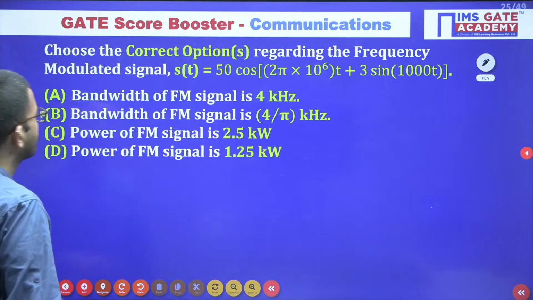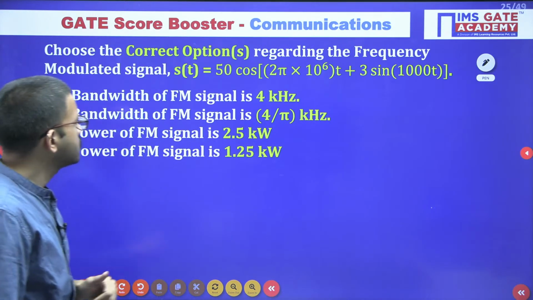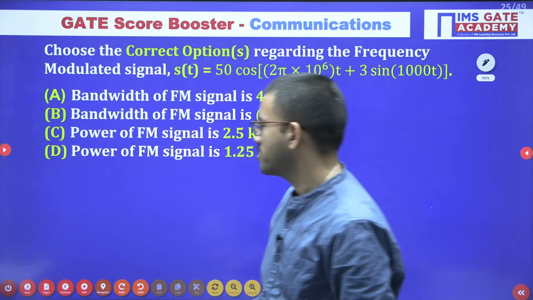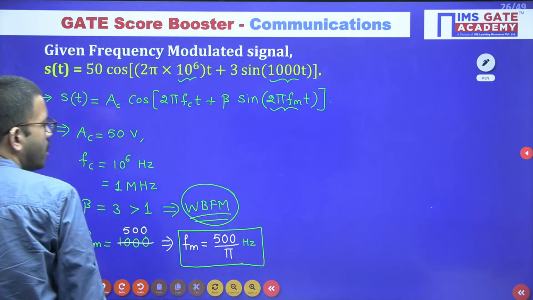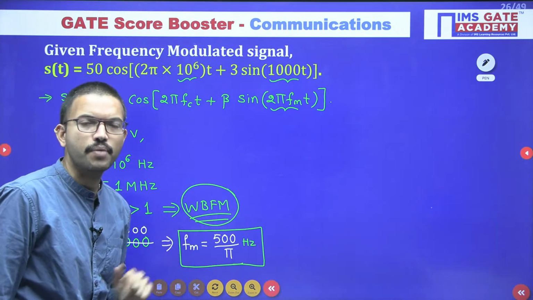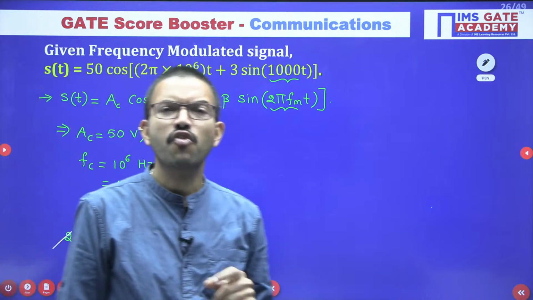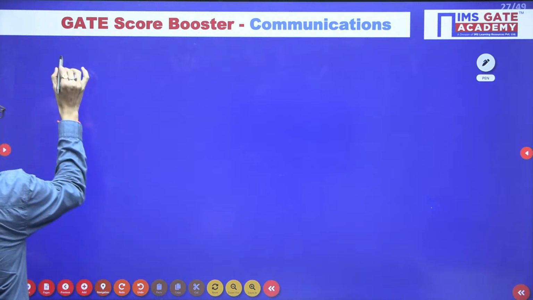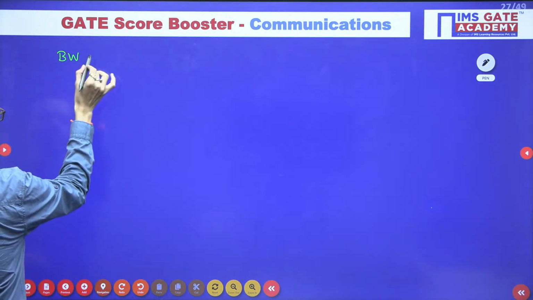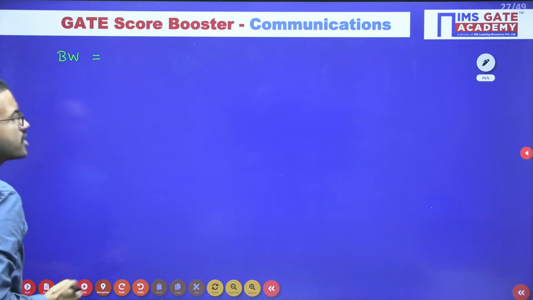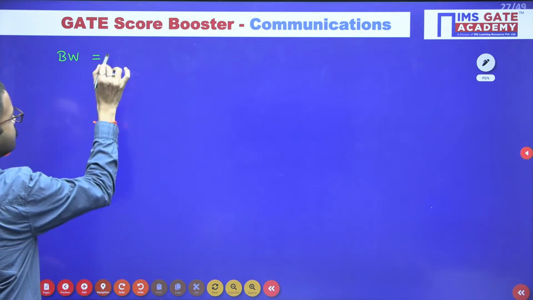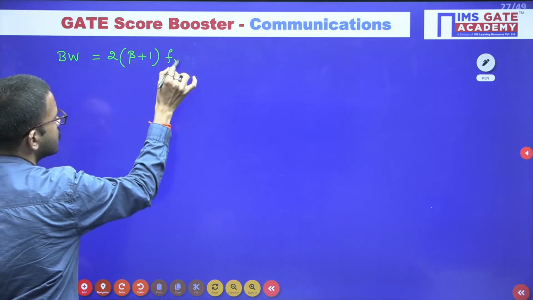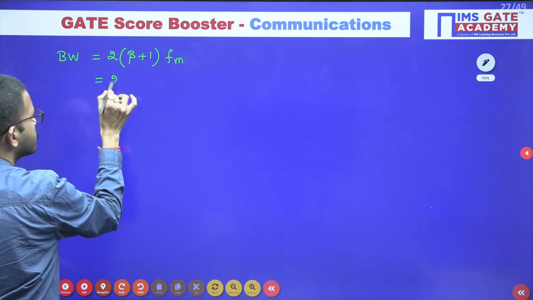Now in option A and option B, it is mentioned regarding the bandwidth of the FM signal. So what is the formula when we are having wideband FM? What is the bandwidth formula? Bandwidth of wideband FM is 2 into (beta plus 1) into fm.